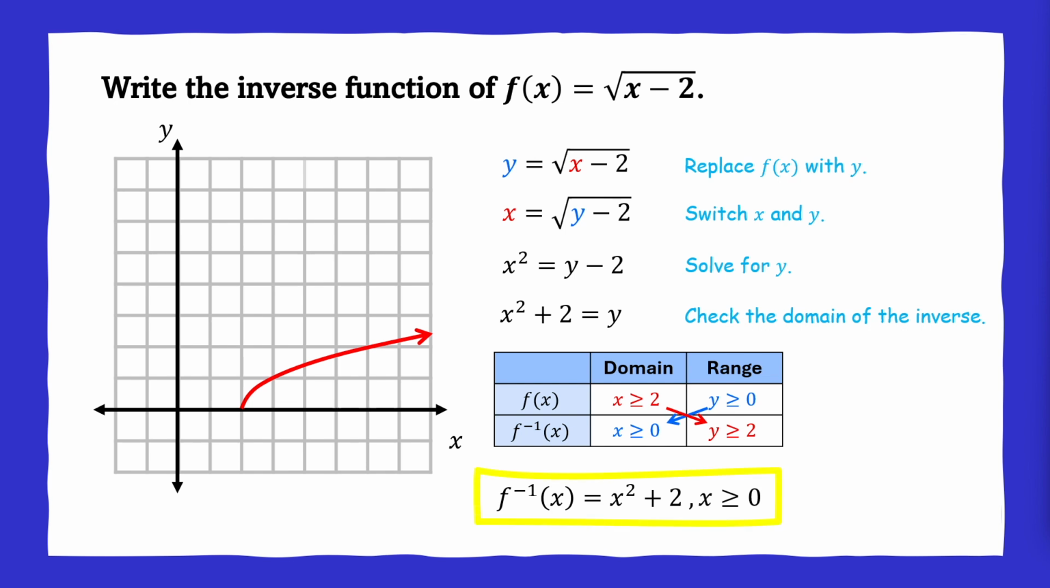You can verify this on the graph. The inverse function is a quadratic function translated 2 units up for x greater than or equal to 0. This gives us half of a parabola, and the inverse functions are reflections over the line y equals x.